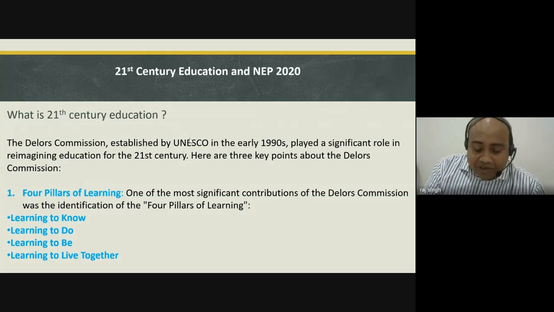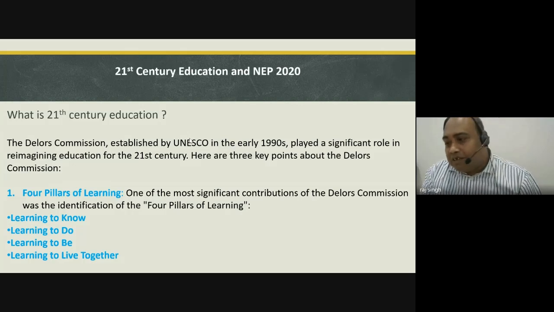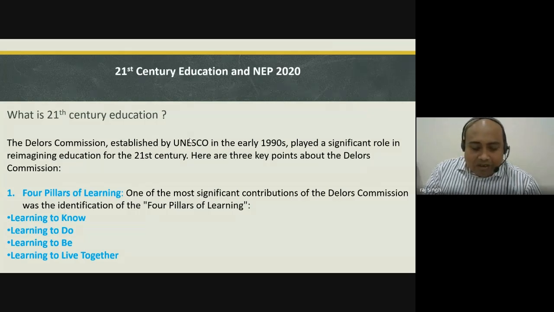Learning to live together. You know, the 21st century is the globalized world. You are going around the world, meeting with different kinds of people, cultures, societies. So you have to understand their culture. You have to develop tolerance with the ethnic, religious, and linguistic groups. And you have to learn the collaborative skills to work with different kinds of persons.